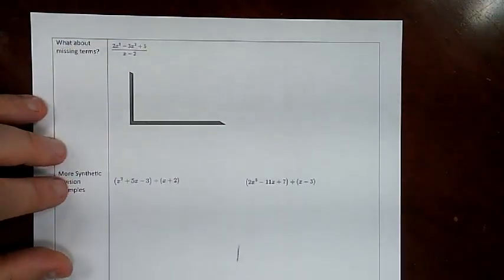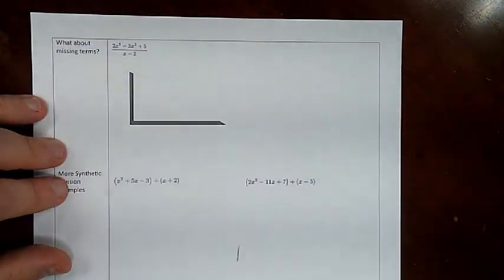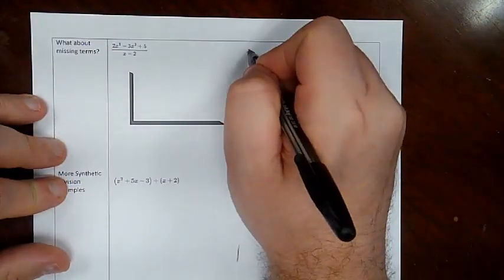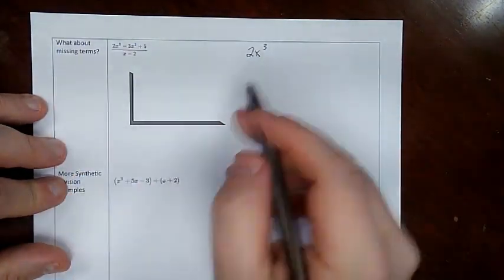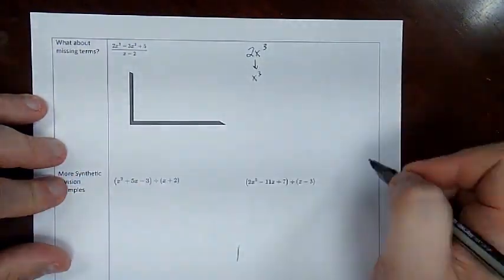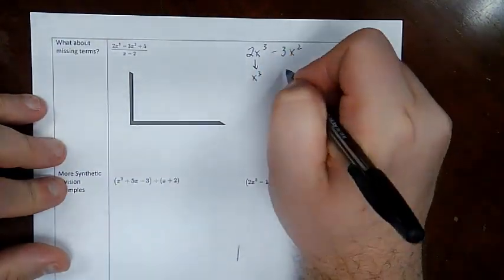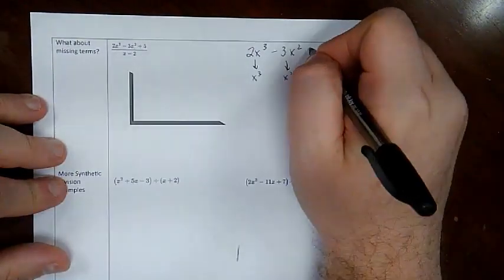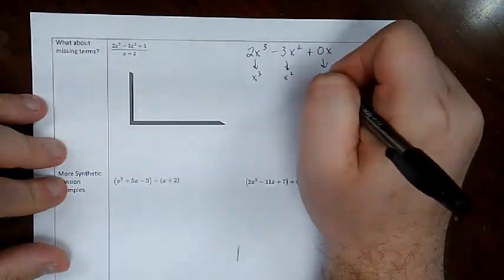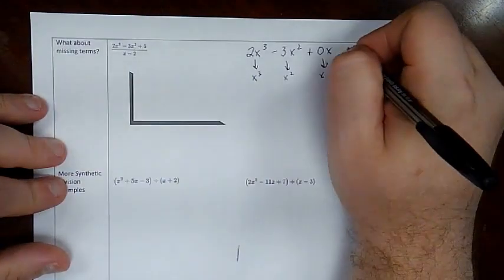Looking at our next problem, we ask the question, what about missing terms? We are going to approach missing terms the same way in synthetic division as we do in polynomial long division. So we have 2x cubed, that's my x cubed term. We have minus 3x squared, which is my x squared term. Again, we do not have an x term, so we're going to say plus 0x. That's my x term. Plus 5, and that's my constant.